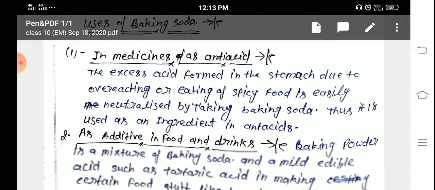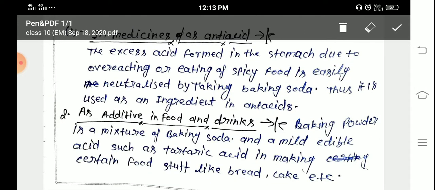Next point is as an additive in food and drinks. Baking powder is a mixture of baking soda and a mild edible acid, such as tartaric acid, used in making certain foods soft, like bread, cake, etc.